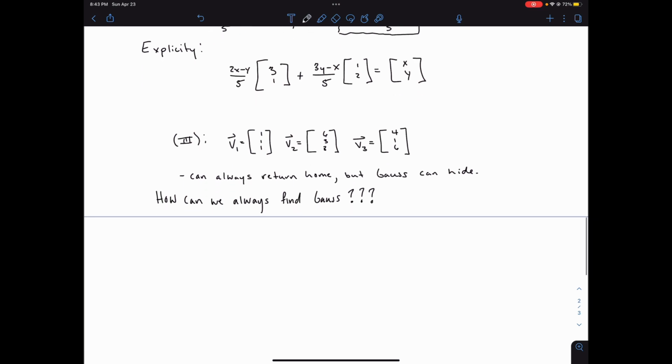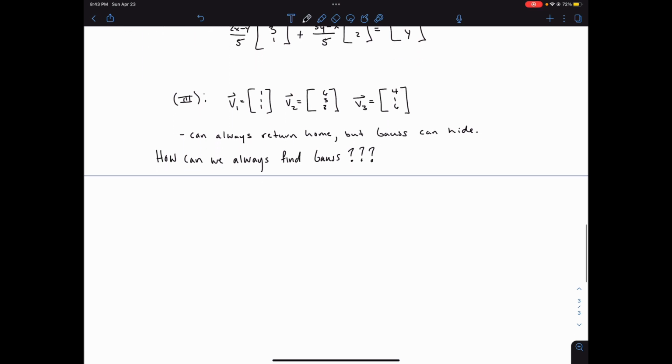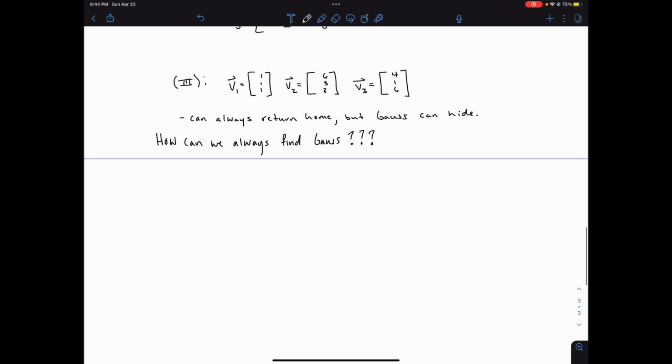And how can we always find Gauss? The reason that he can hide from us is because we're trapped in a plane. The vectors do not get us to everywhere in R3. So the simple answer would be to just have 3 linearly independent vectors. It says, how can we change one of them? The issue is that V2 can be written as a linear combo of V1 and V3.